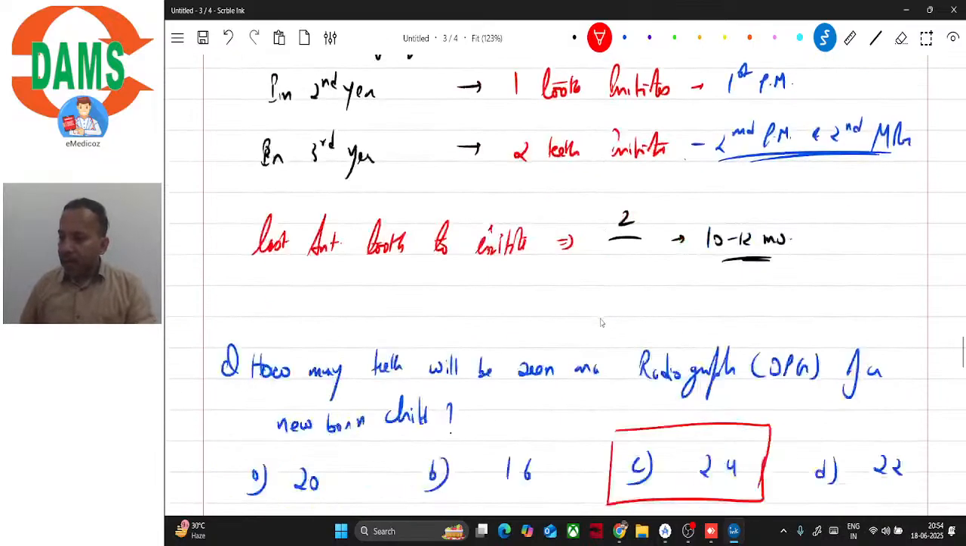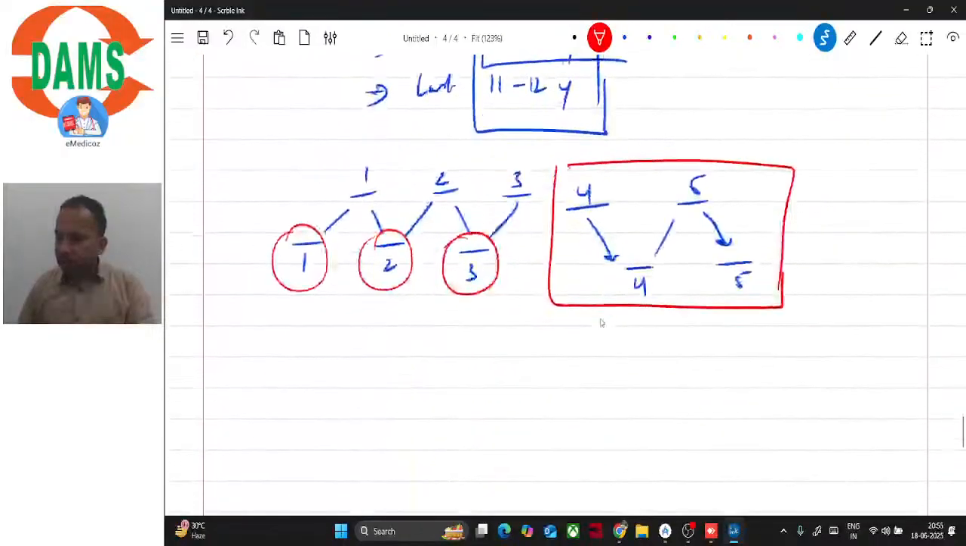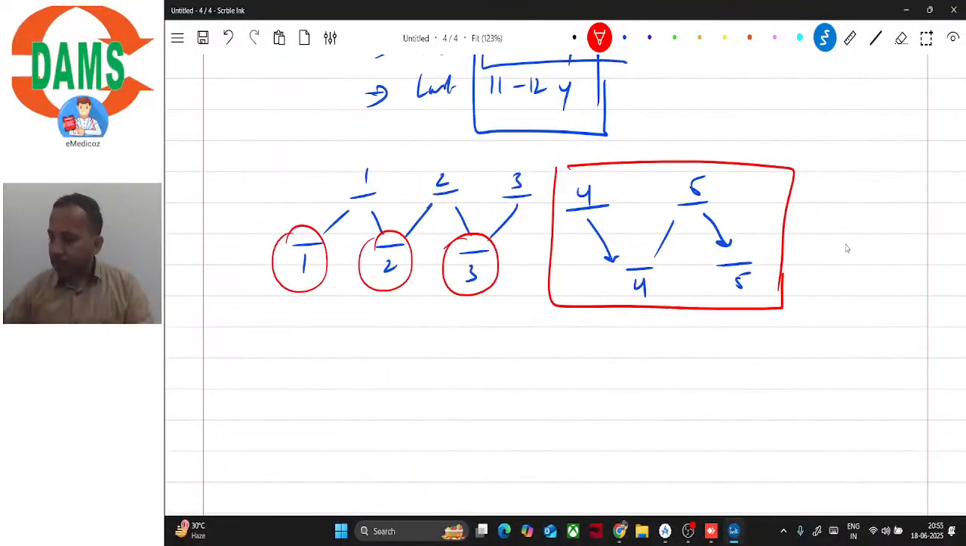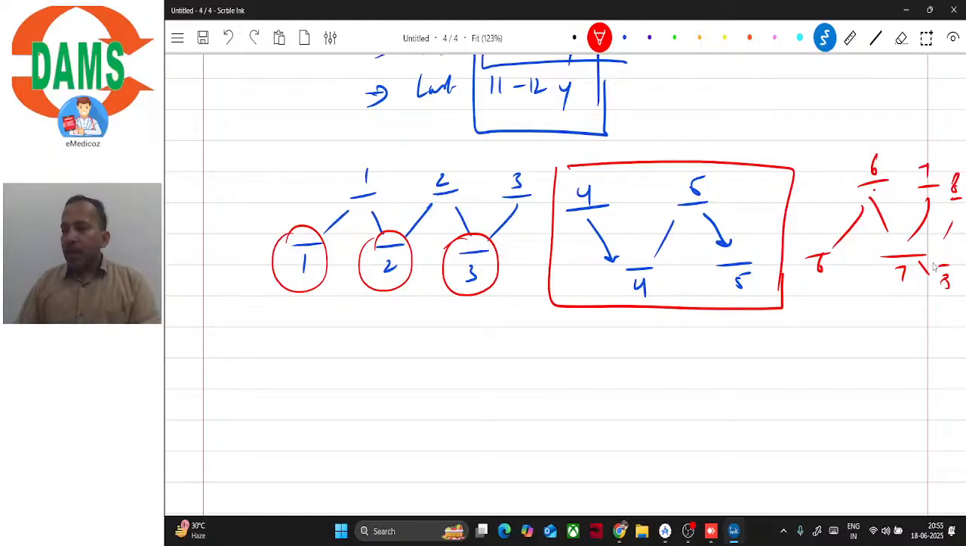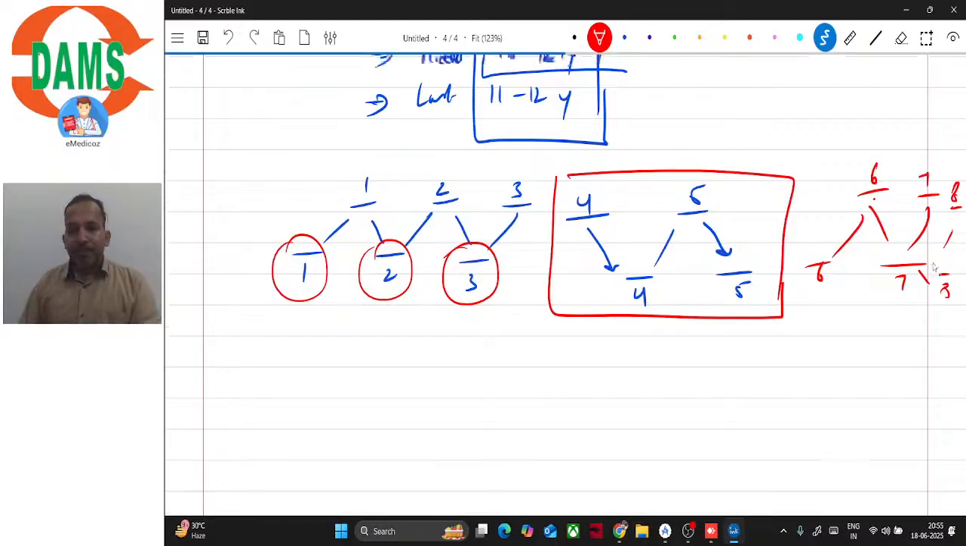So again, the same pattern will continue. Lower 6 ahead of upper 6, lower 7 ahead of upper 7, and lower 8 ahead of upper 8, right? Except for the premolars, all the mandibular teeth will erupt ahead of maxillary teeth. Clear? If you have any doubt, please ask me.